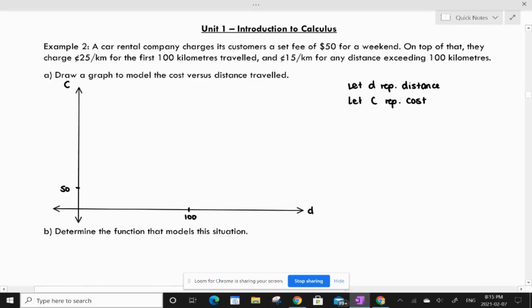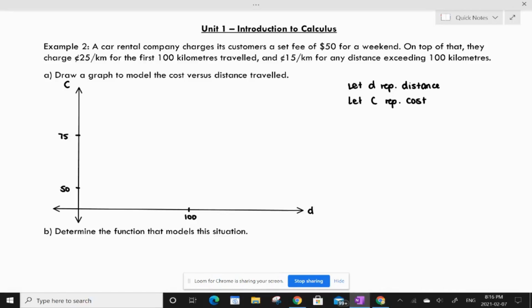Now, here's what I know. At 100 kilometers, I'm going to be changing the cost per kilometer. So something else is going to happen at 100 kilometers. So I need to know at 100 kilometers, how much will it have cost me to rent my car? The first 100 kilometers is 25 cents per kilometer. So that means it's going to be $25 for the first 100 kilometers plus the $50, which is going to give me a total of $75. So I know that something is going to happen at 100 kilometers driven and when my total cost is $75.